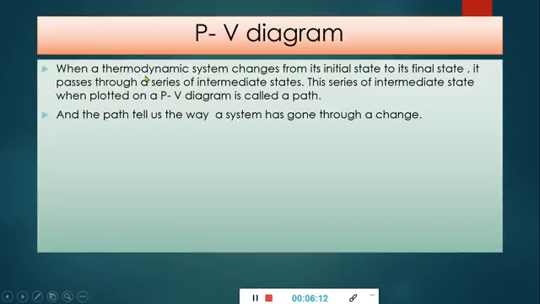So what is a PV diagram? When a thermodynamic system changes from its initial state to final state, it passes through a series of intermediate states. This series of intermediate states, when plotted on a PV diagram, is called a path. The path tells us the way a system has gone through a change. By observing a path, we can know how the change has occurred, whether it is a positive change or a negative change, and whether pressure and volume both change or only volume changes.